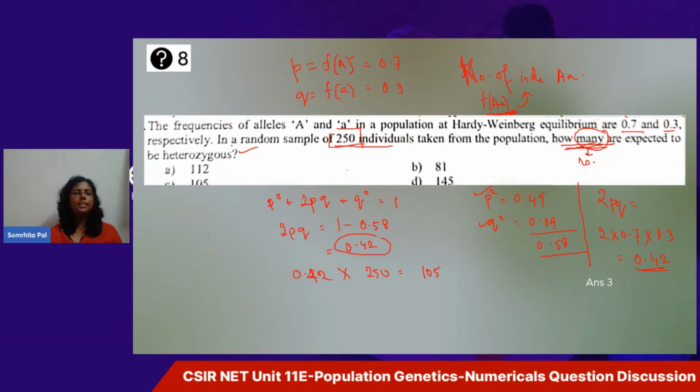Because frequency is always out of something. Like in the first question, what did we do? 10 out of say 200, right? So if I want to convert this frequency into the number, I will multiply it with the total.